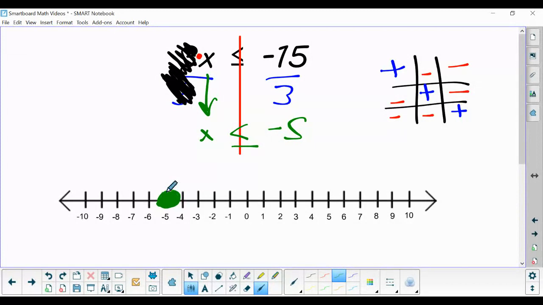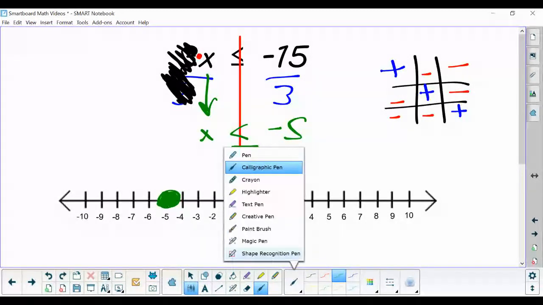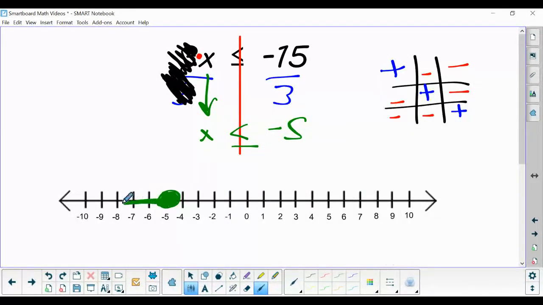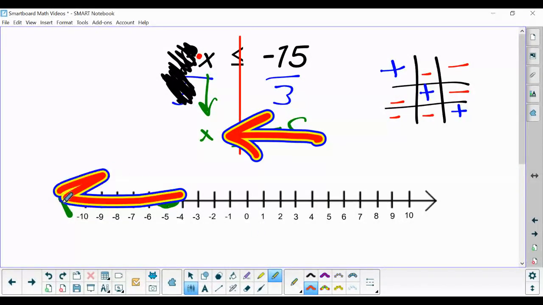X is what I'm talking about. X could be 5. Or, if it's not 5, it has to be lower than 5. That means it has to be all these numbers, since all these numbers are smaller than 5. If you forget what direction to go to for your arrow, all you gotta do is look right here and see that it's going to your left side.